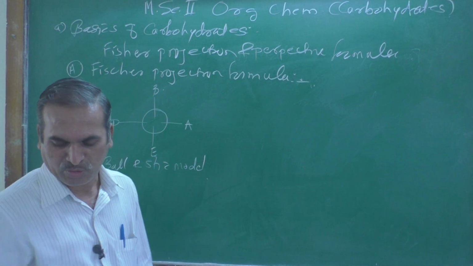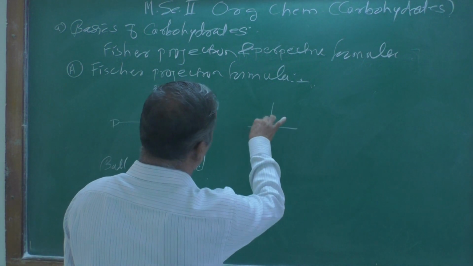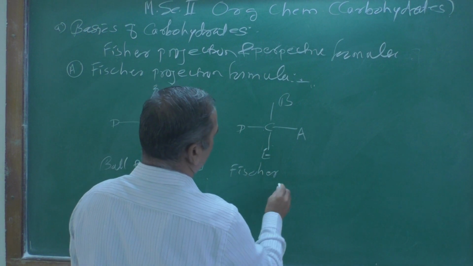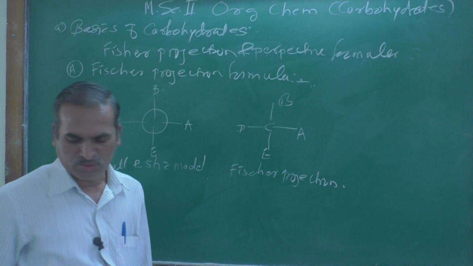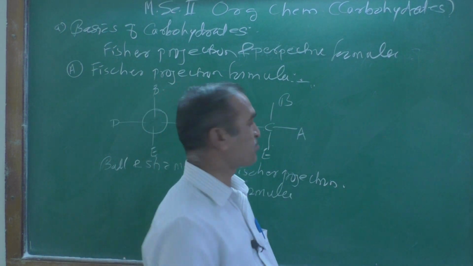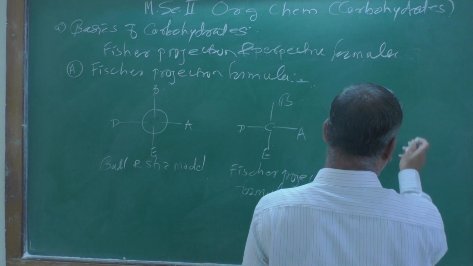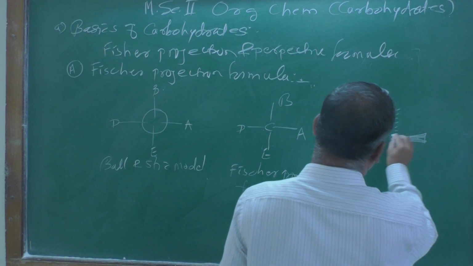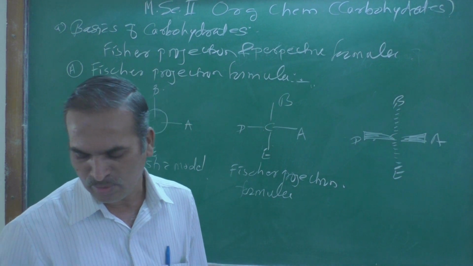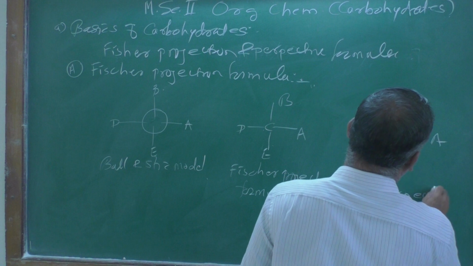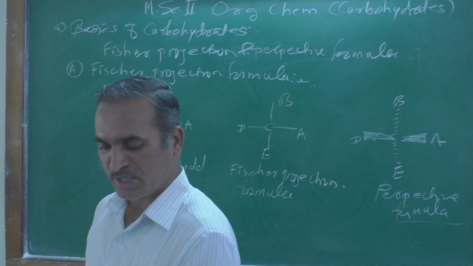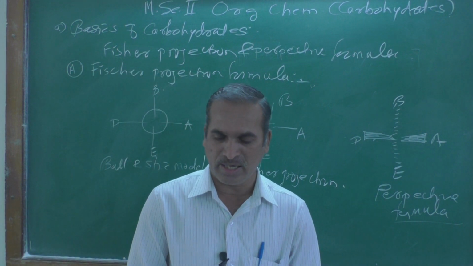And now the Fischer projection formula: simply the carbon atom shown over here, then A, B, D and E, that's it. This is the Fischer projection formula. And now the last one, which is the perspective formula. In the perspective formula, this group is generally shown by a dotted line, and these are the thick lines over there. And now here A, D, B and E you can write as it is. This is called the perspective formula.